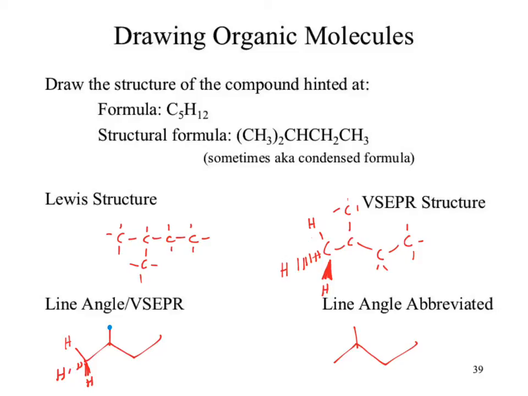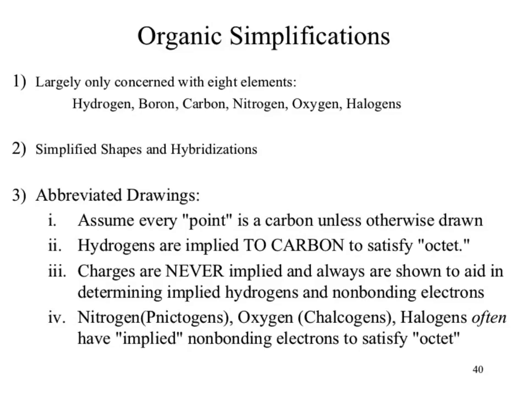So remember the abbreviations within this, which hopefully gets us to our simplifications, which is a pretty good place to stop. Largely, we are concerned with 8 elements: hydrogen, boron, carbon, nitrogen, oxygen, and the halogens. We use simplified shapes and hybridizations. We haven't got to hybridizations yet, but we will talk about that. And then our abbreviated drawings. Assume every point is a carbon unless otherwise specified. So if I just draw a line, what is my formula? Let's not do that yet. I lied. Let's get through step 2.